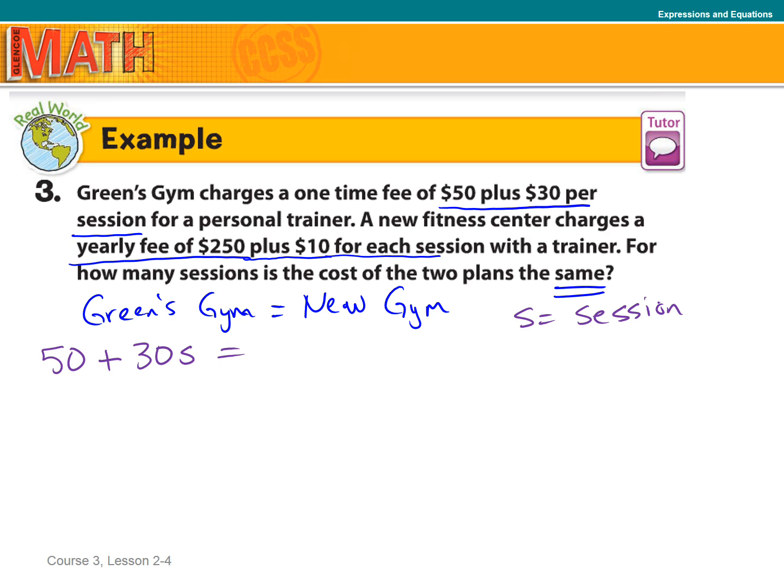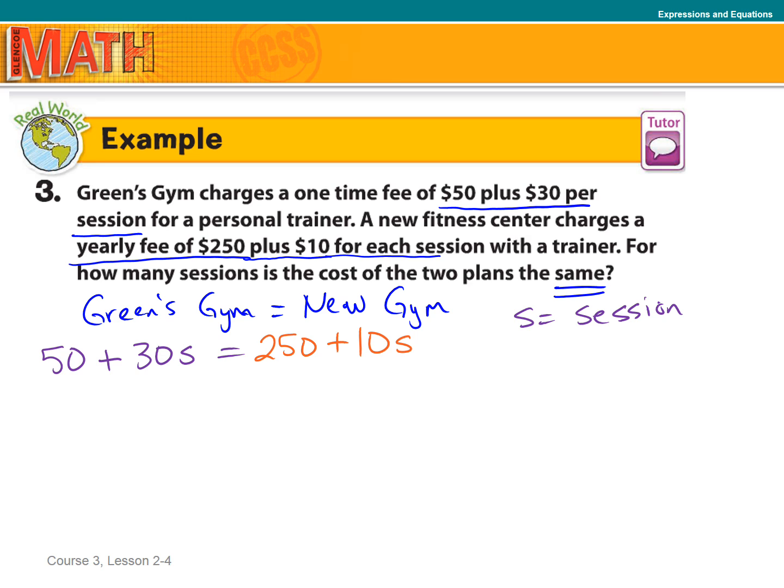So when is that equal to? The new gym, they charge a yearly fee of $250 plus $10 for each session. Now, why would somebody want to know this? Obviously, you want to see which gym is going to be cheaper. Looks like at the beginning, the Green's Gym is cheaper because you're only paying $50, but notice the sessions are a lot more expensive. So we're trying to solve for s here.